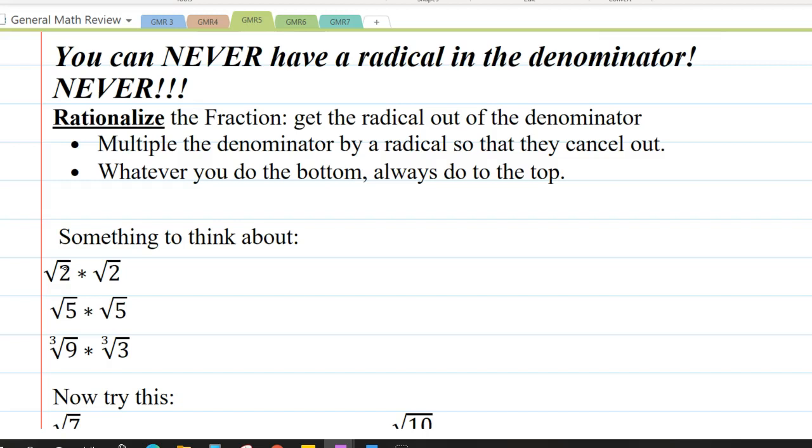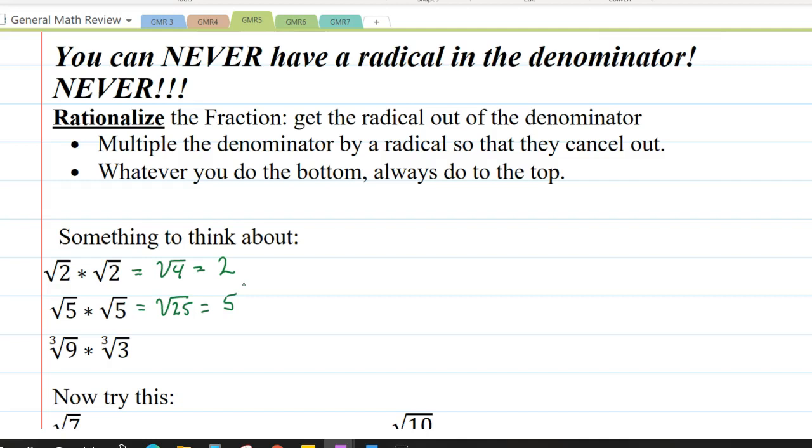But before we get there, let's take a look. If I said, what is the square root of 2 times the square root of 2? You would tell me, well, that's the square root of 4. Well, what is the square root of 4? It's simply plus or minus 2. Again, square root of 5 times square root of 5. That's equal to the square root of 25. Well, square root of 25 is simply 5. So what we're seeing here is that if you multiply a radical times itself, it's going to cancel out and simply give you the number that was inside.